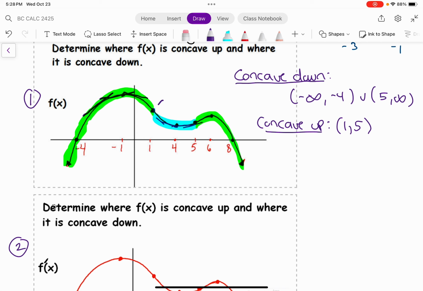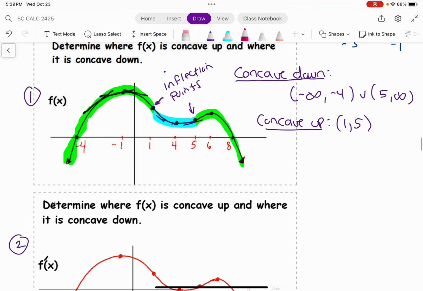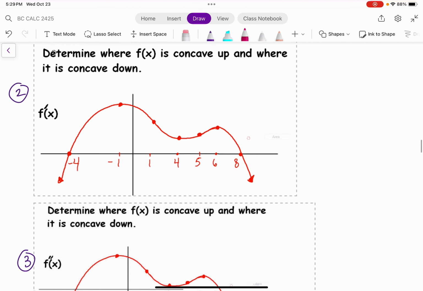Okay, so then note, obviously these are inflection points. It's kind of rarely the case that you're going to be looking at the graph of f to do this stuff. More likely it's like this level or the one below.